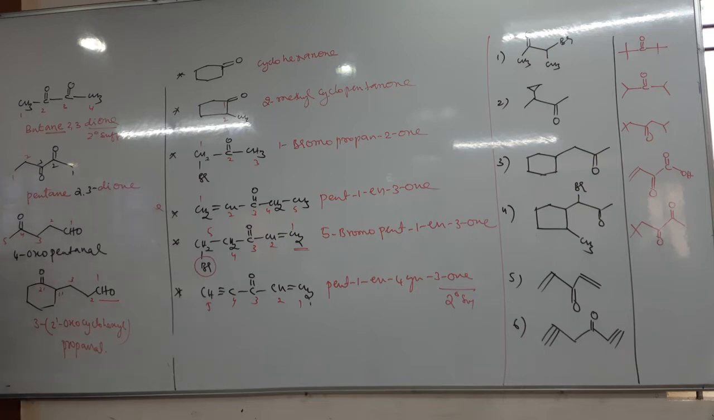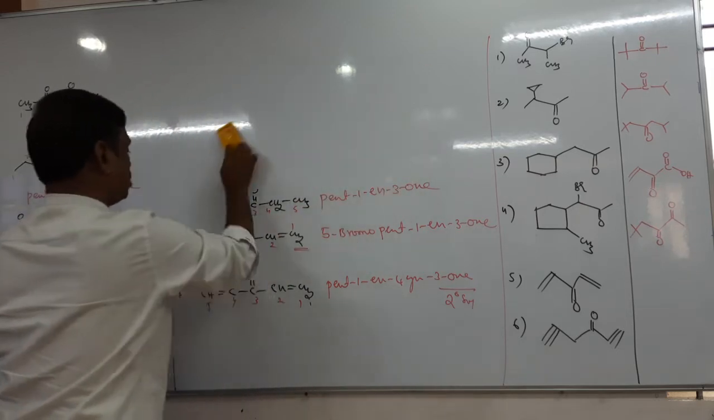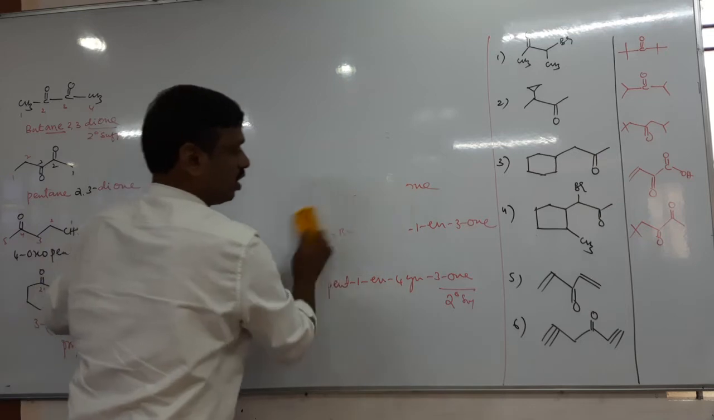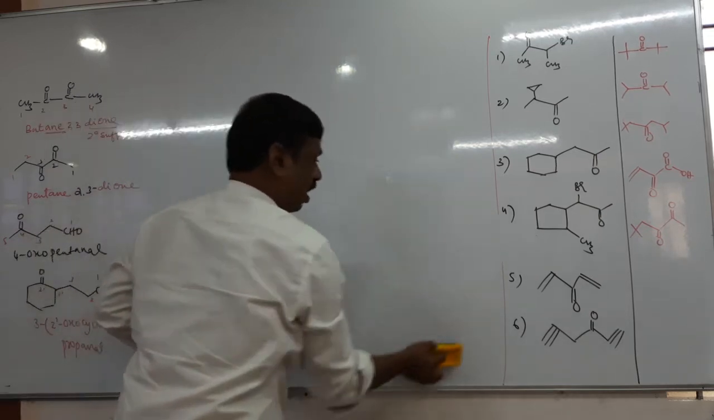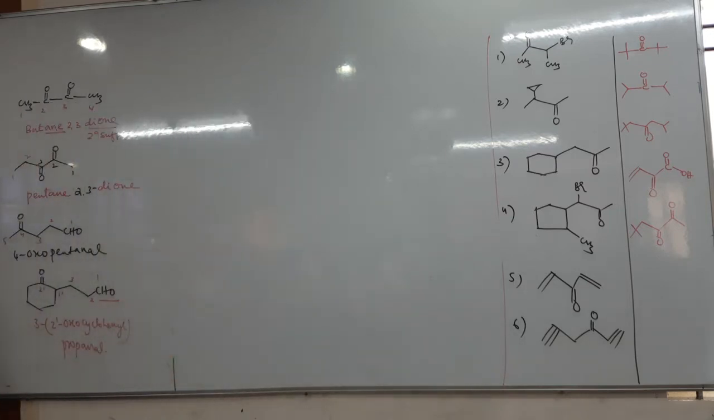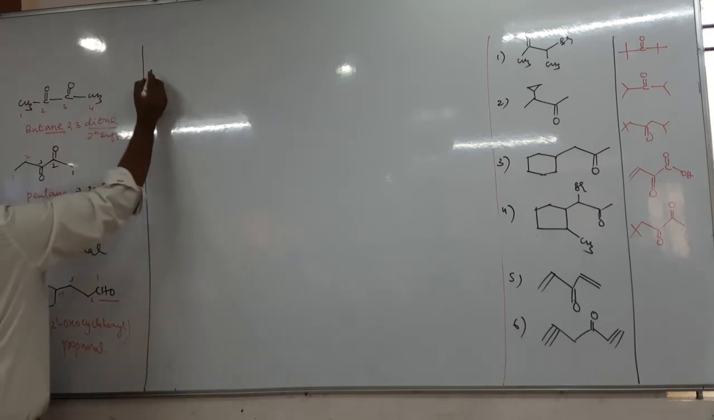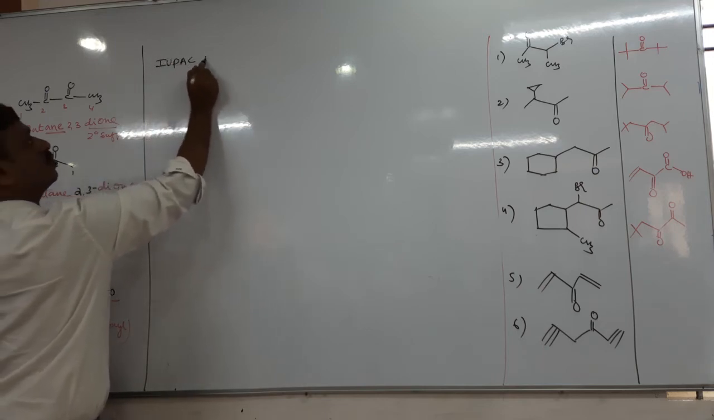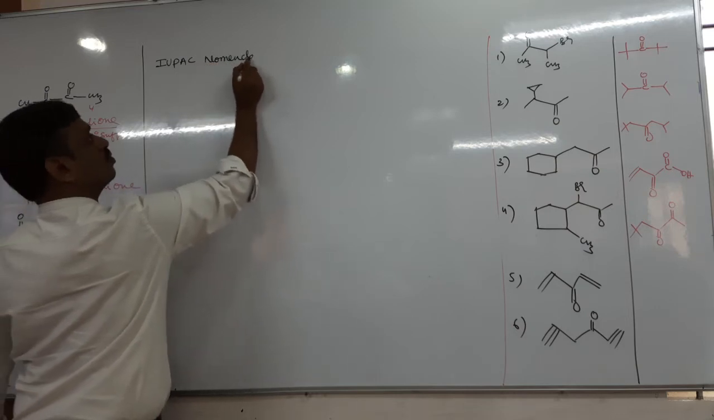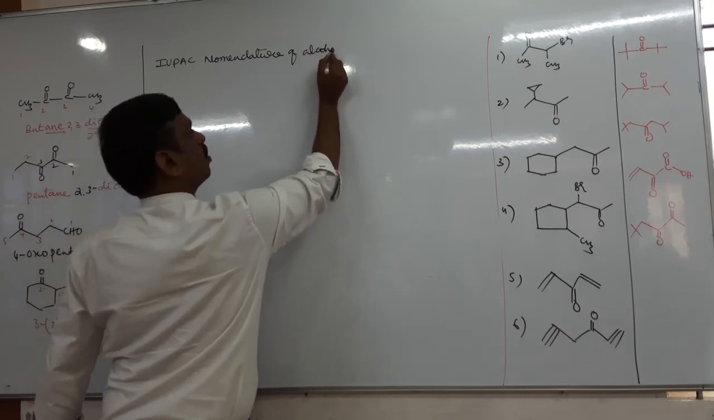Okay. So these are some different examples of aldehydes and ketones. Next, IUPAC nomenclature of alcohols. IUPAC nomenclature of alcohol.